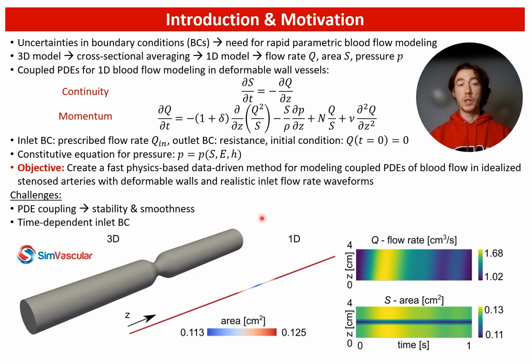Here in this case, we use an idealized stenosed geometry, and then we cross-sectionally average it to get a 1D model. In our 1D model, the main variables are the flow rate Q, the area S, and the pressure P. Here are the coupled PDEs for 1D blood flow modeling in deformable wall vessels. The first equation is the continuity equation. As we can see, the area S changes with time. The second equation is the momentum equation.